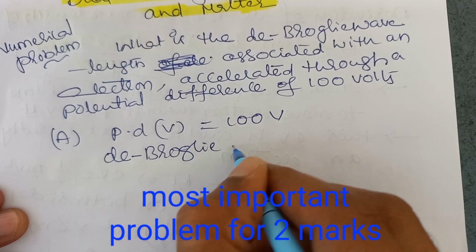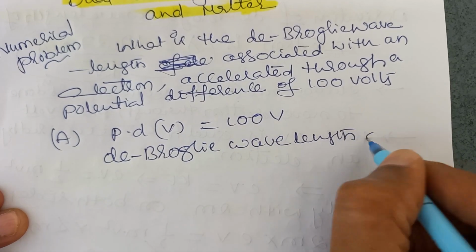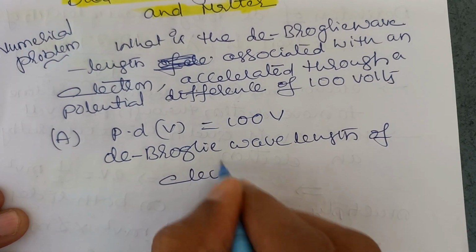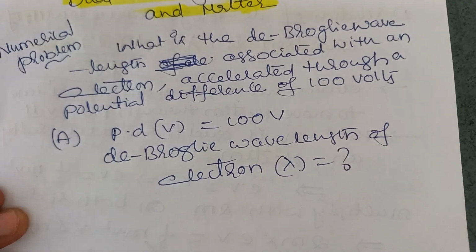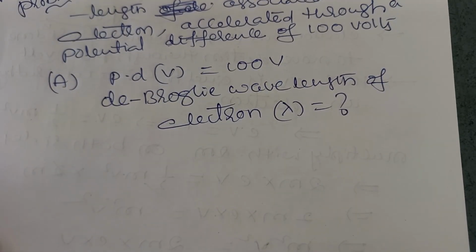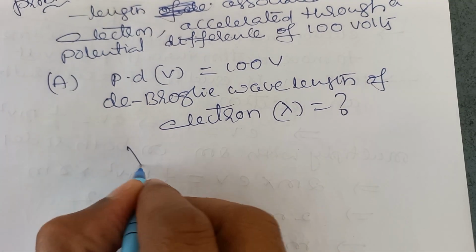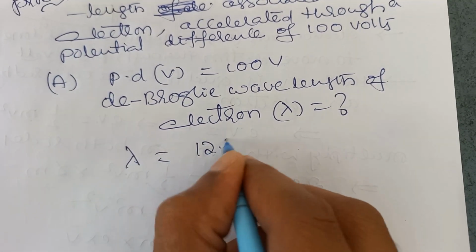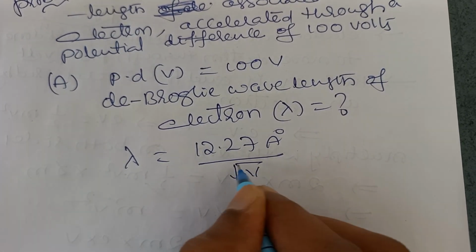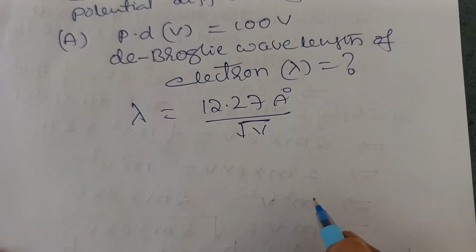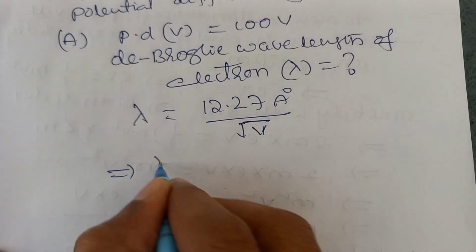De Broglie wavelength of the electron we want to calculate. It is denoted by lambda, which is the question mark. But in the previous class we derived the formula for it. So the wavelength is 12.27 angstrom units by square root of V; we derived this formula. Now V is nothing but the potential difference, so this is given.